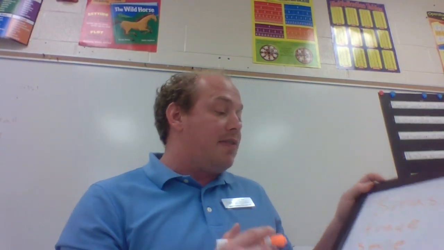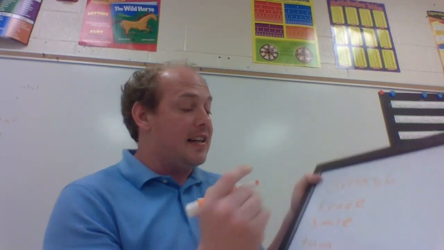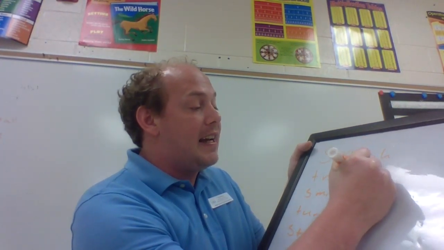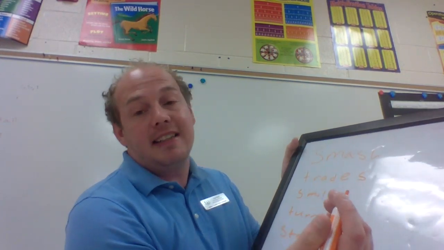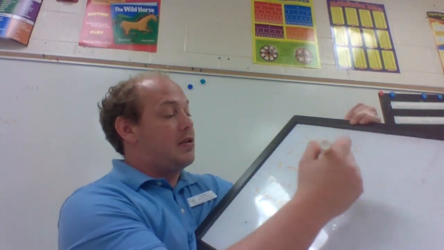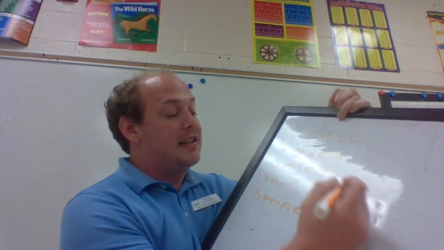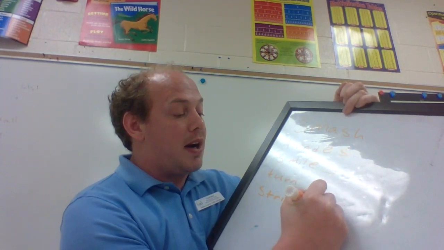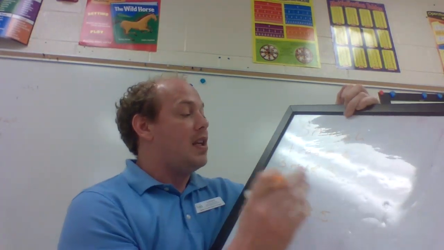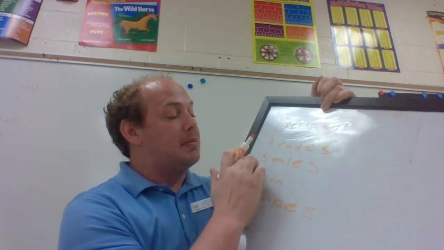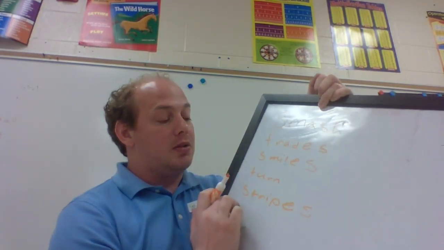So when we look at these words, now, if they end in an E, you automatically know that they get just an S because we don't want to add ES to a word that already ends in E. So trade is going to get an S, smile is going to get an S, and stripe is going to get an S. So the new word we have is trades, smiles, and stripes.